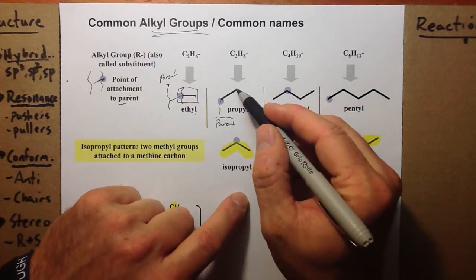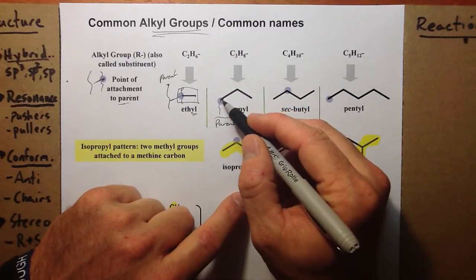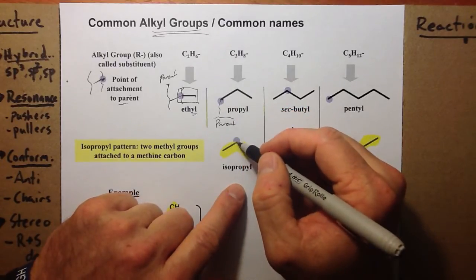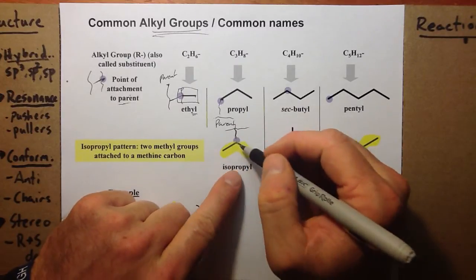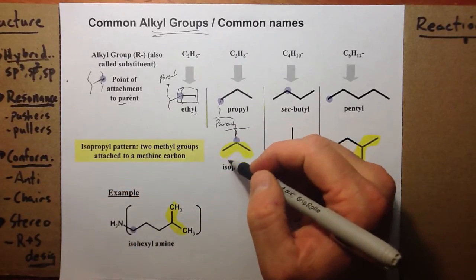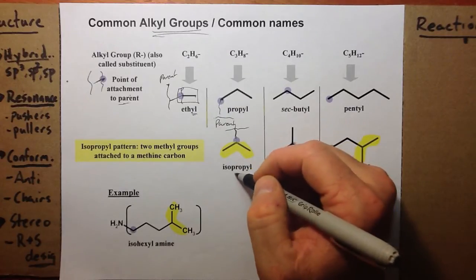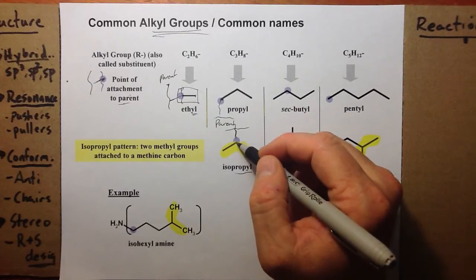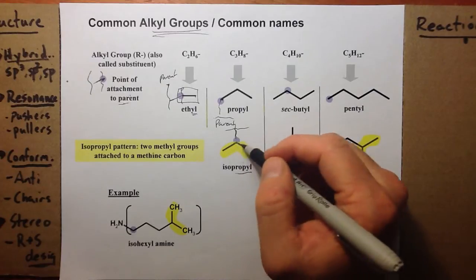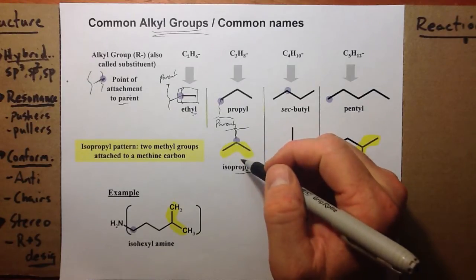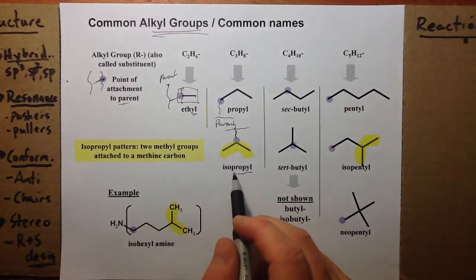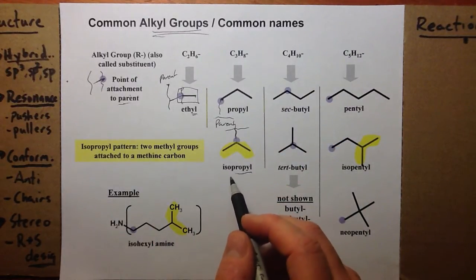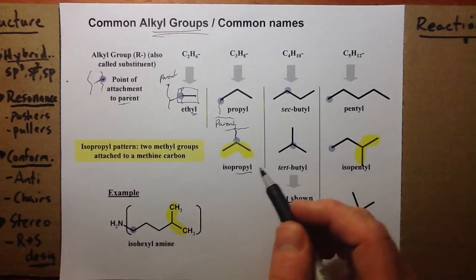Now if we connected not at the end of this propyl chain but at the middle, so it's connected to the parent from this middle carbon, we would say that's the isopropyl group. It's still propyl, but we're connecting through a carbon between 2 methyl groups. That's a methene, a CH group. So we call it an isopropyl group. Remember, that's a kind of a common name that's accepted for the group that we may be using later.